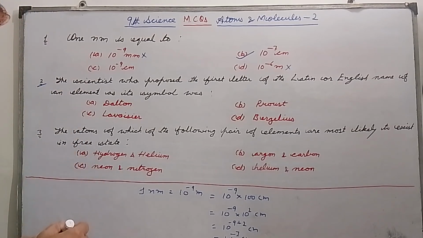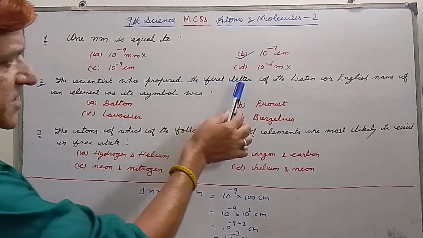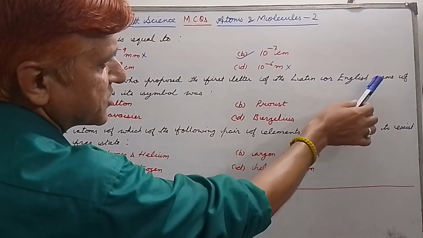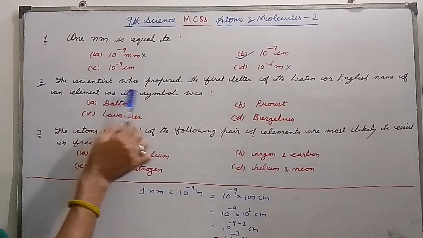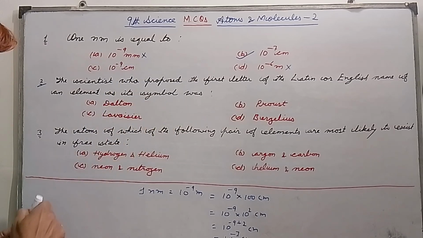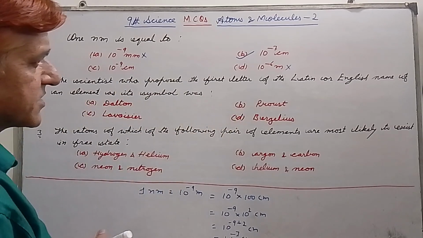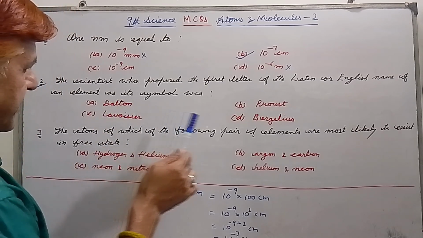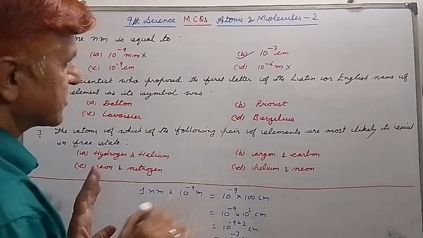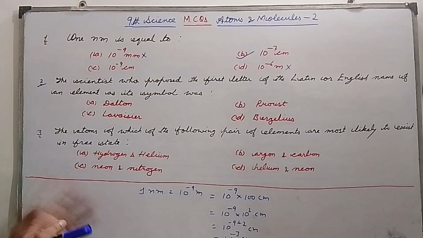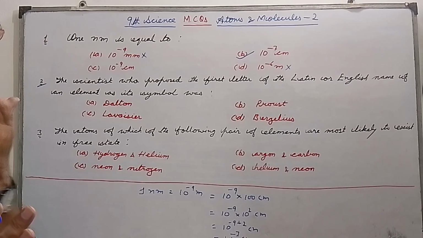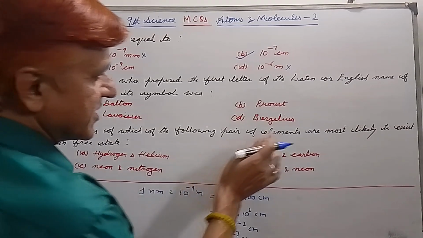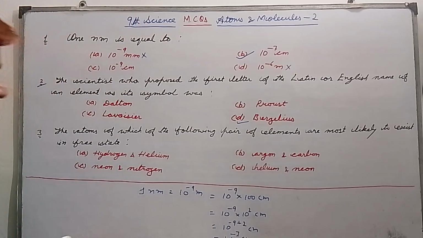Question number 2. The scientist who proposed the first letter of the Latin or English name of an element as its symbol was, first option is Dalton, second is Proust, C is Lavoisier, and D is Berzelius. So my dear students, always remember that the first scientist who proposed the first letter of Latin or English name to be the symbol of an element was Berzelius. So D is the correct option.